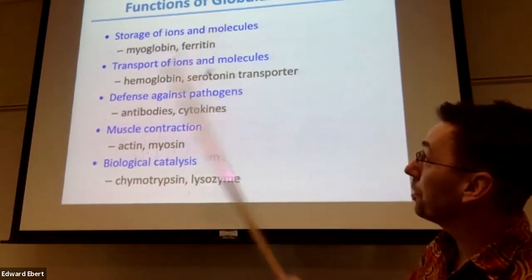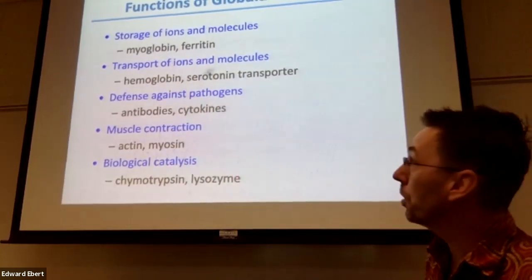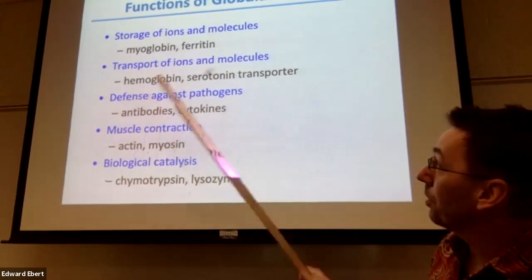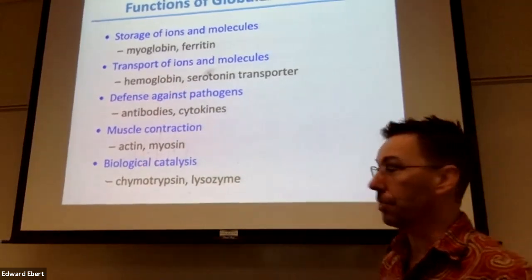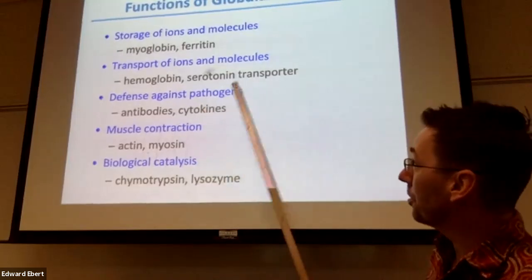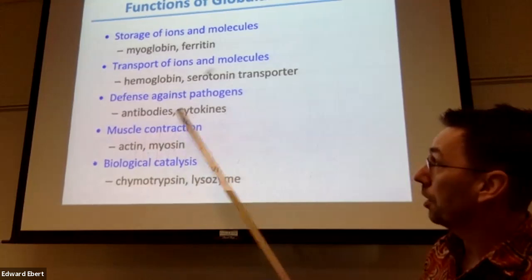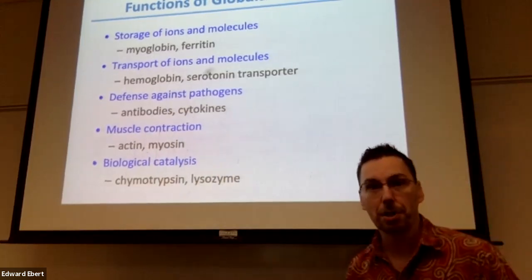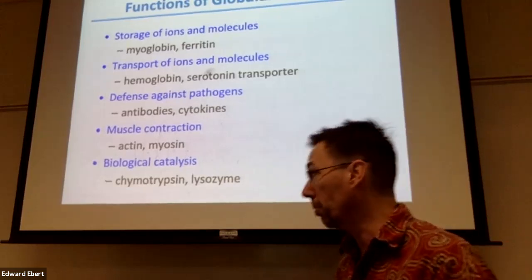They can store things. We can look at myoglobin storing oxygen in the muscles, ferritin storing iron within the cells. We can look at transport as well. Hemoglobin transports oxygen from the lungs to the tissues. We can look at the serotonin transporter in the brain as well. We can use defense against pathogens, various antibodies that form, your various cytokines for whenever there's a particular health insult.